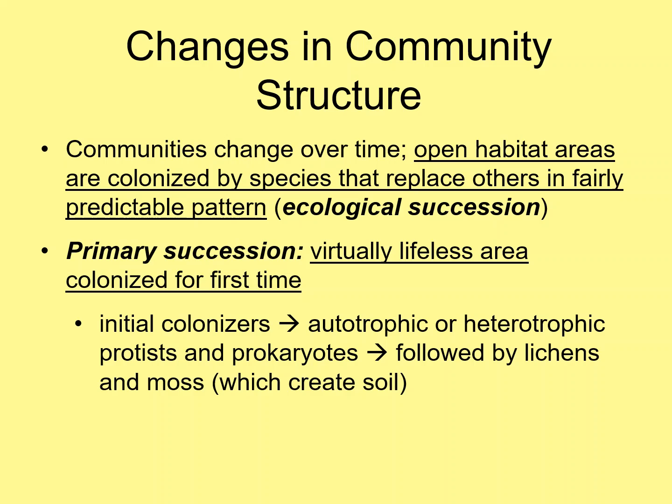So the initial colonizers in primary succession are generally going to be our single-celled organisms first. We're going to see the bacteria first. We're going to see single-celled eukaryotes first. We're going to start seeing multicellular eukaryotes first, but typically they're going to be lichens, which I mentioned is a symbiosis between a fungus and an algae.